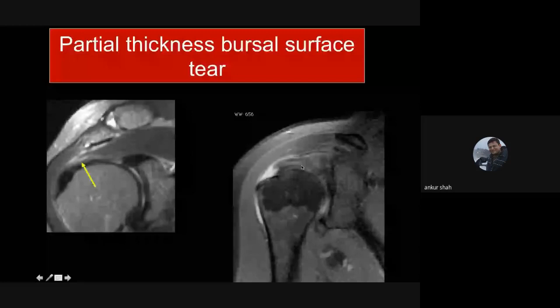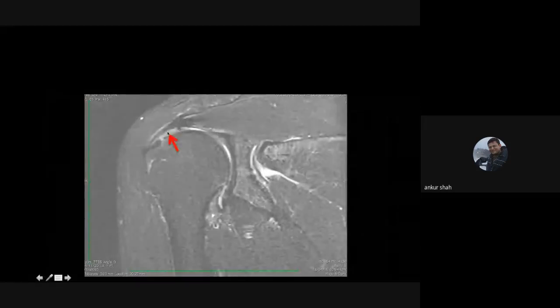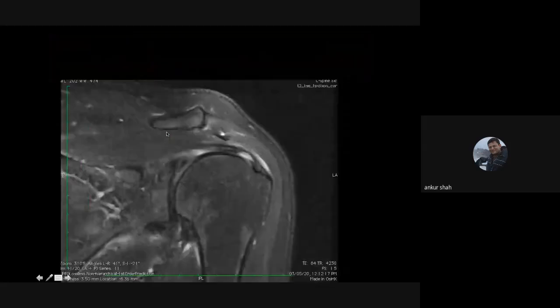While here, again, it is partial thickness because it is not involving the entire width of the tendon. But here it is not on this side, it is on the inner side, that is towards the articular side. So this is the partial thickness articular surface tear. Again, this is low grade because it is involving less than 50% fibers.